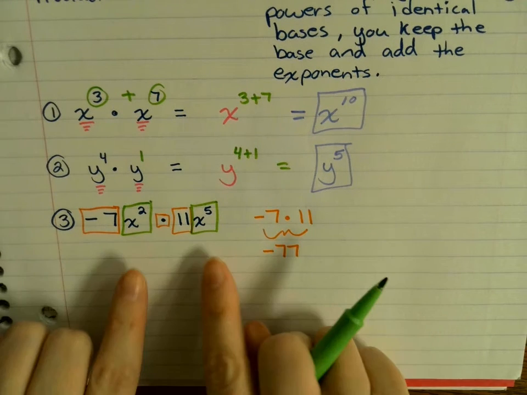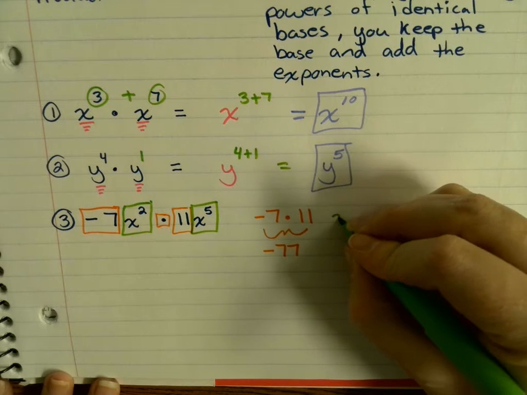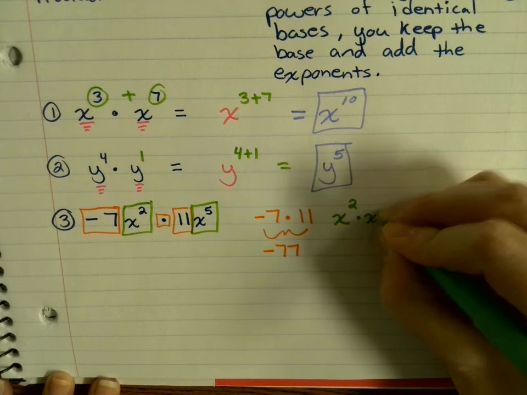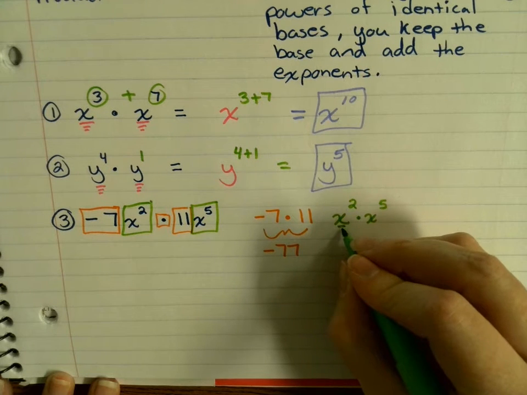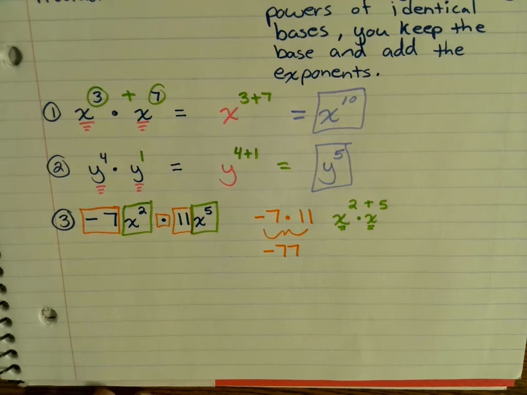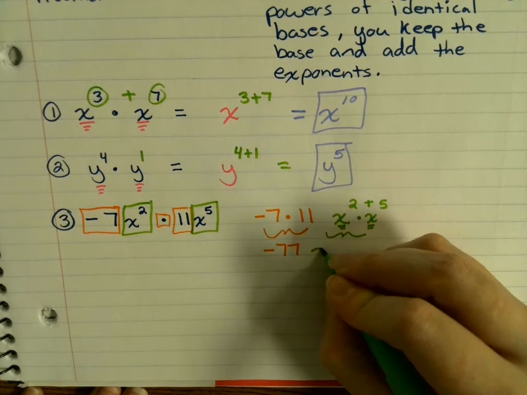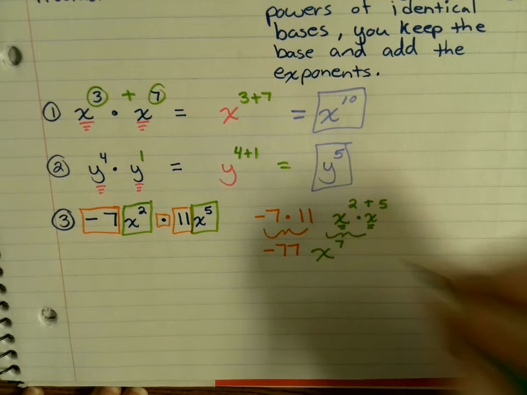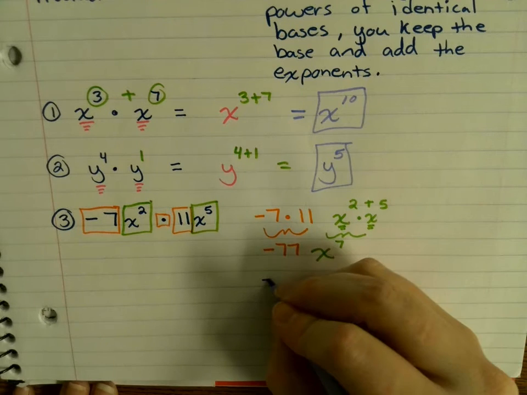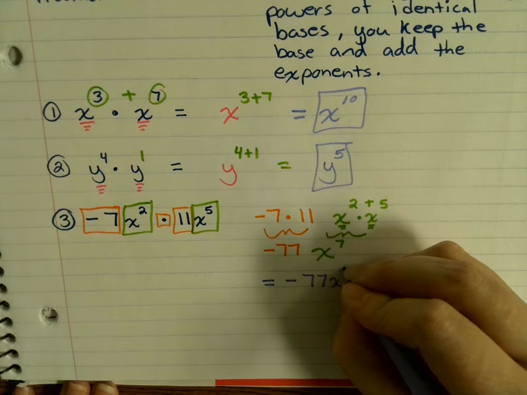Then I'm going to focus on x squared and x to the 5th. I can do that because when I multiply x squared times x to the 5th, I'm going to keep the base and add those exponents together. So when I work that problem out, it's just going to become x to the 7th power. Okay, so my final answer, and I'll write it down here so it's neater, is -77 x to the 7th. And then I'm done.